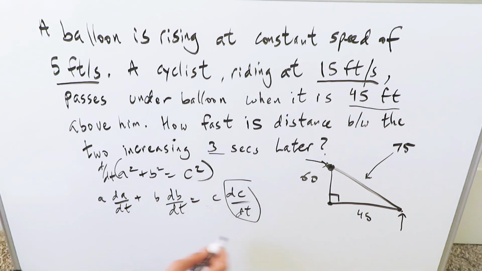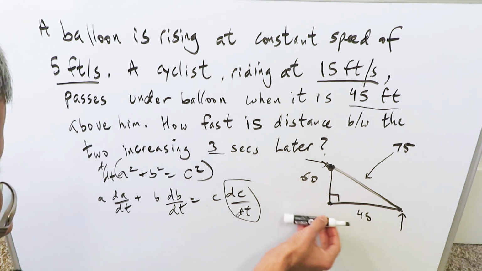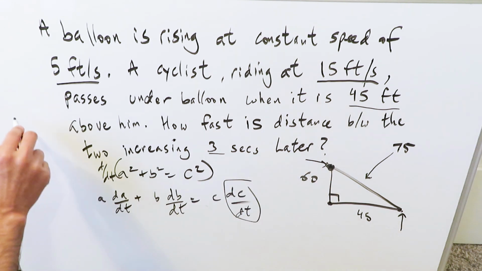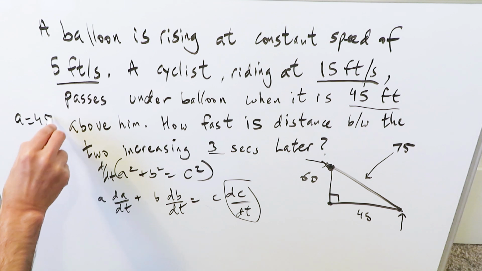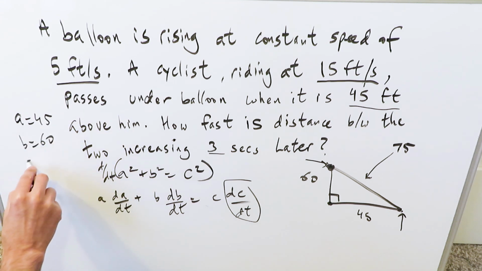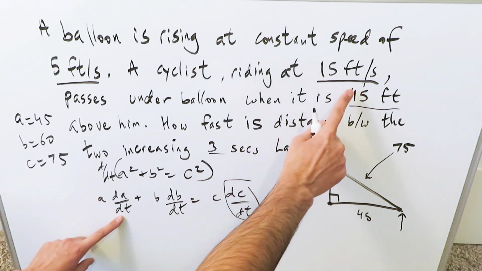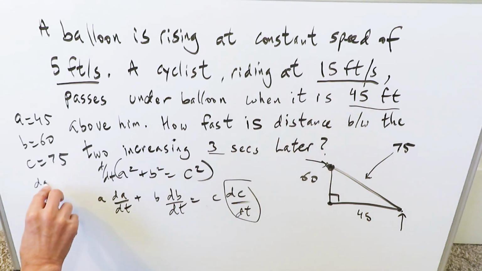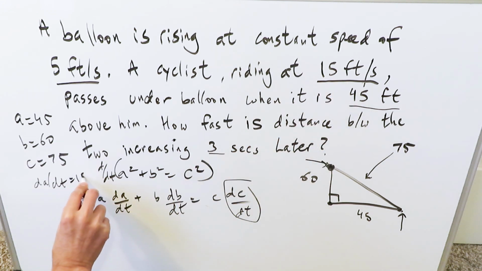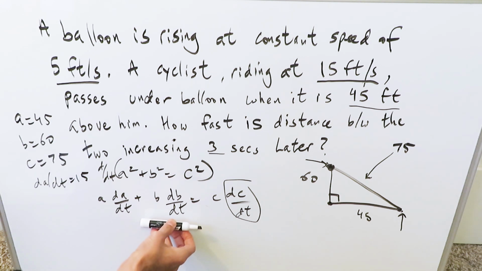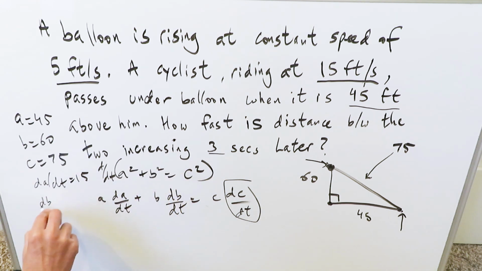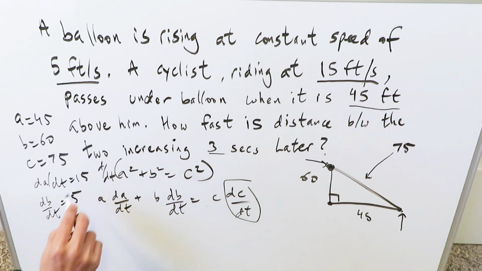I have these dimensions. Let a be my horizontal dimension, b be my vertical dimension. a over here is equal to 45, b is equal to 60, c is equal to 75. I know my rate of change for the cyclist, dA/dt, is equal to 15 feet per second. The rate of change of the balloon rising, dB/dt, is equal to 5. We just plug in these values and we solve for that unknown.